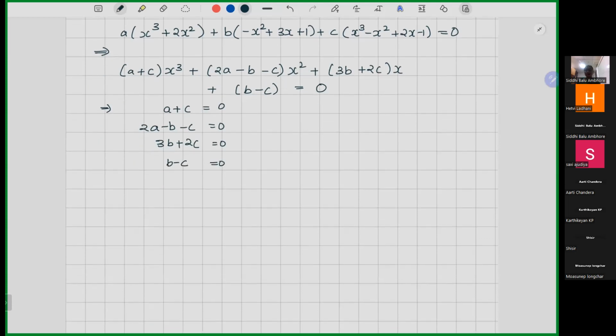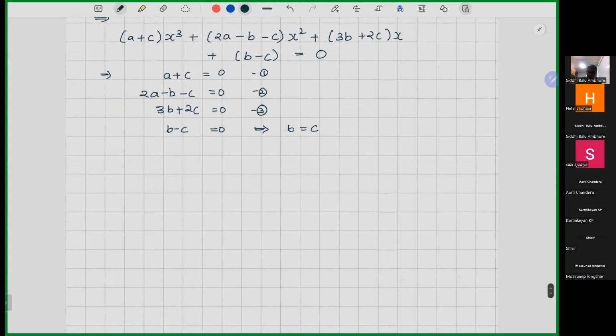And once I have b minus c is equal to 0, what does this imply? b is equal to c. Let me call these equations 1, 2, 3. I have b is equal to c. Then if I substitute that in the second, then the second becomes 2a minus b minus c is equal to 0. Then I will substitute b to be c. Then this implies 2a is equal to 2c. This implies a is equal to c.